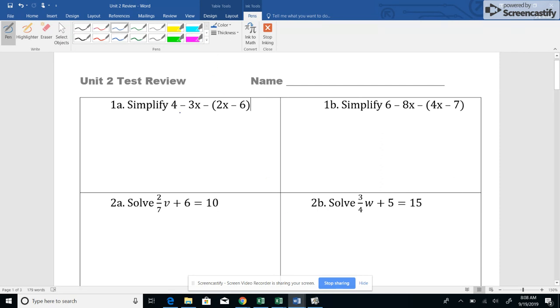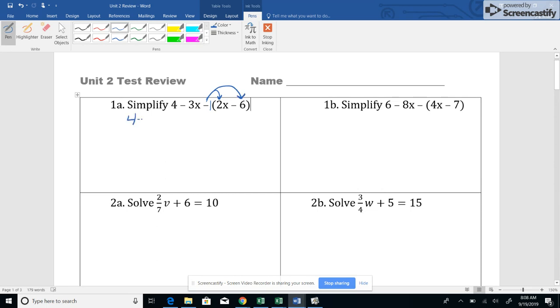So in this first example, we have parentheses. We know that's distributive property. But one common mistake that I see very often is distributing this 3x when it actually reads 4 minus 3x minus the quantity 2x minus 6. So we're not distributing a 3x. We're actually distributing a negative 1. So I'm going to write a 1 in front of here, and I'm going to distribute.